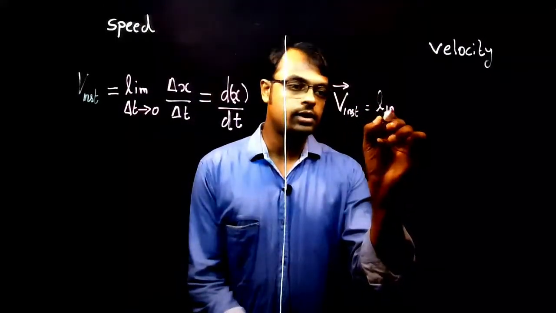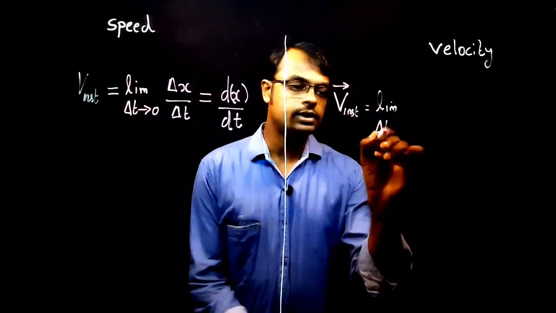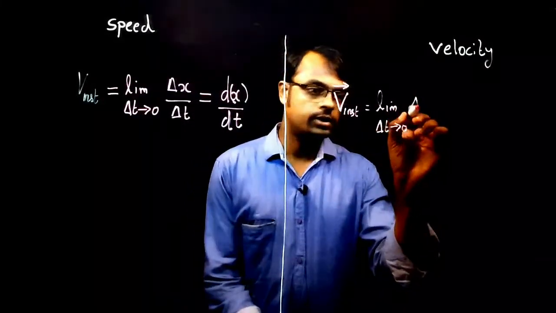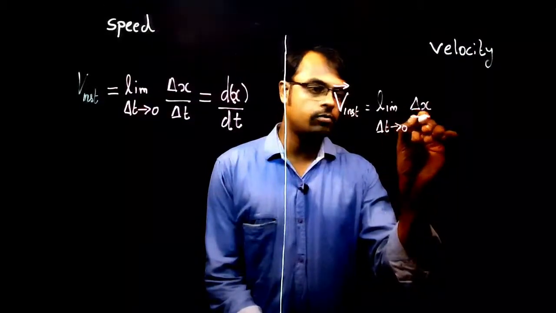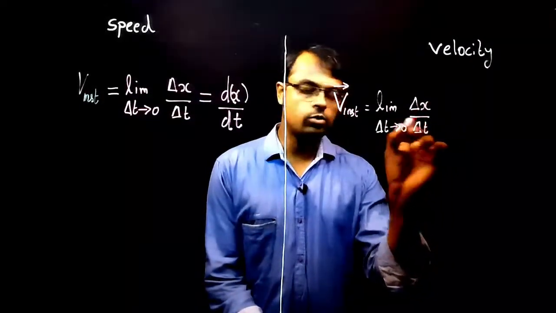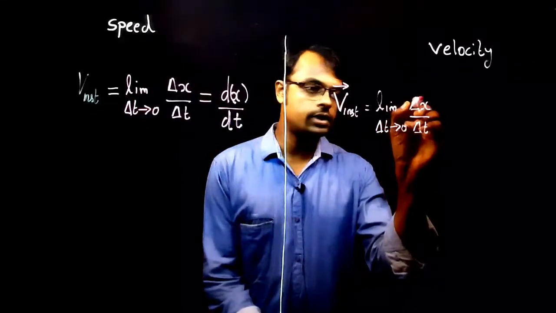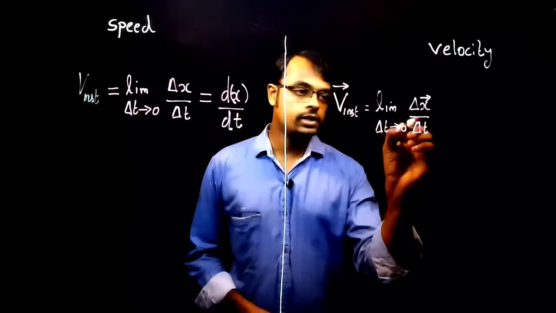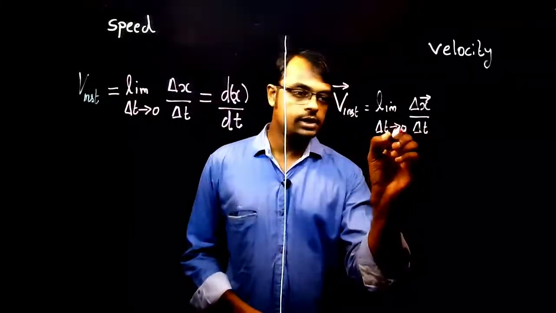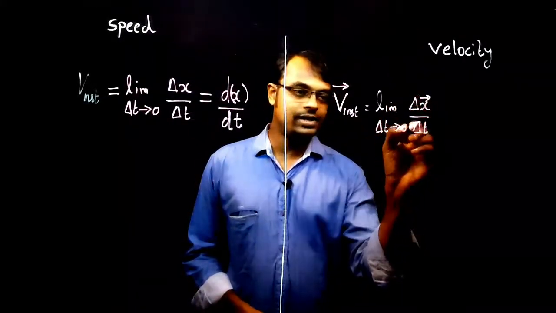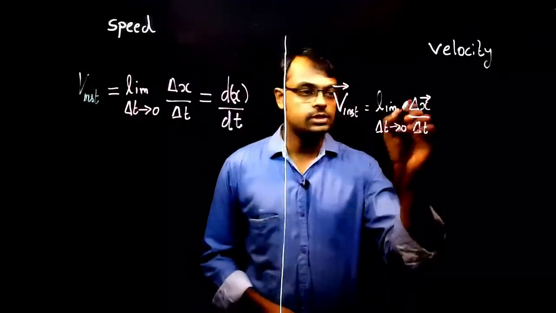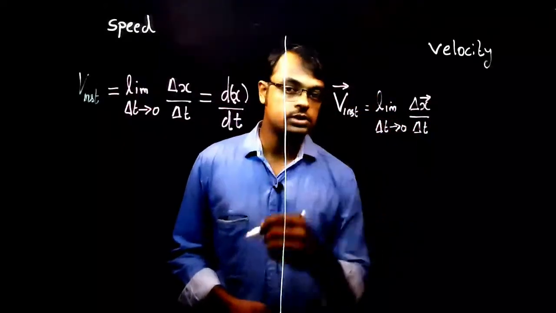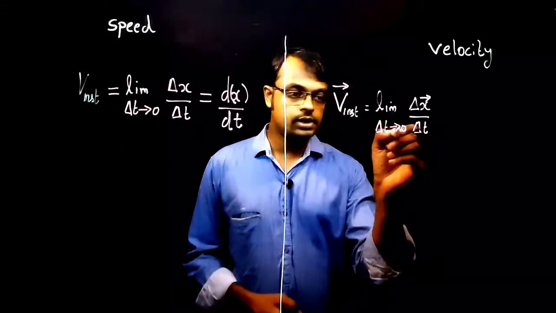Same formula here, limit delta t tends to 0, delta x divided by delta t. The formula is the same, but here this is a vector quantity and we are not using the distance covered, we are using displacement. So we can write the formula as limit delta t tends to 0, delta x vector divided by delta t. This delta x divided by delta t means the average velocity we have discussed just before. So what is my limit delta t tends to 0?